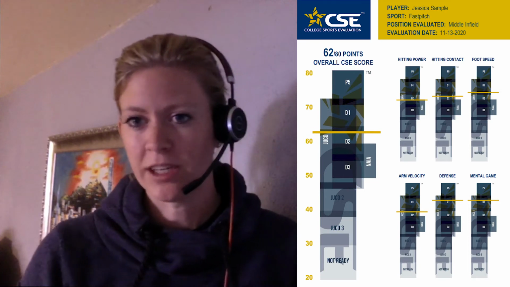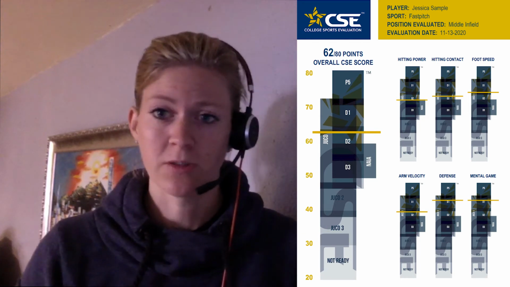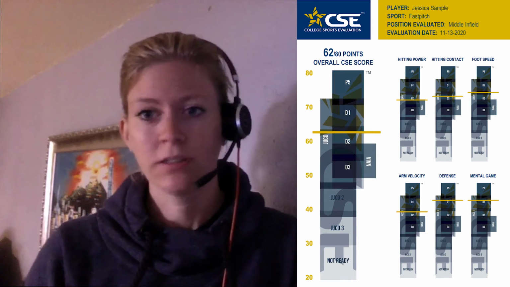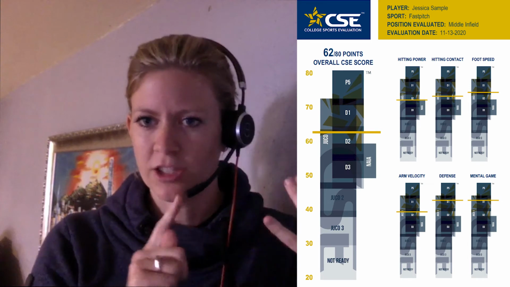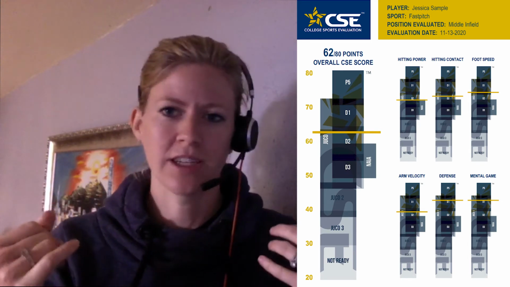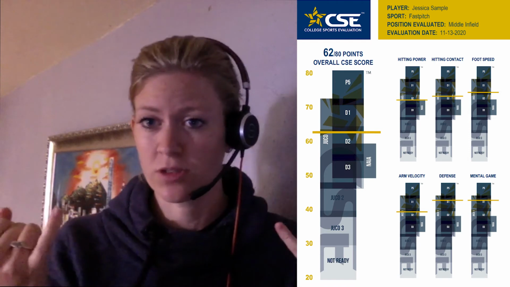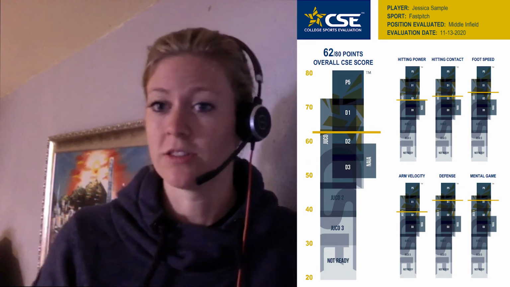But within a full evaluation, a full CSE, we evaluate players on 6 different pillars. So for a position player, those 6 pillars are defense, hitting for power, hitting for contact, there's mental, there's foot speed, and then there's arm speed. So the player would actually get a slider score on each of those 6 pillars because we all know a player is not going to be the same level across the board in all of those categories, right?